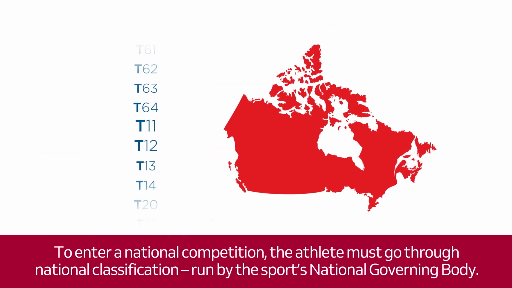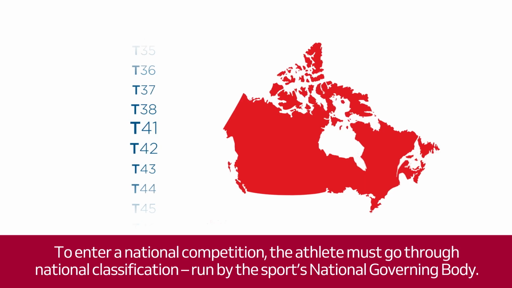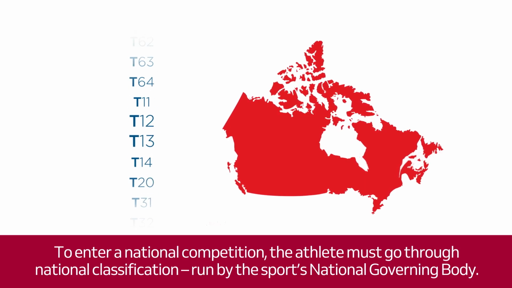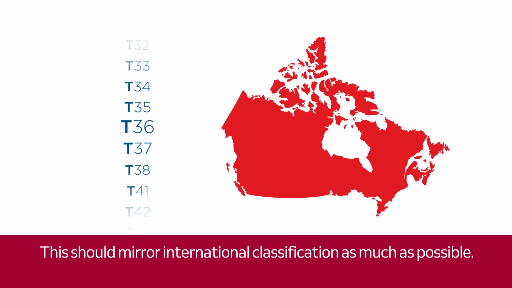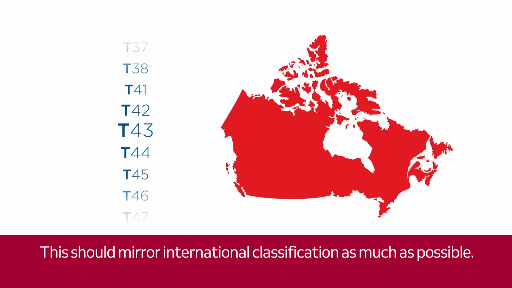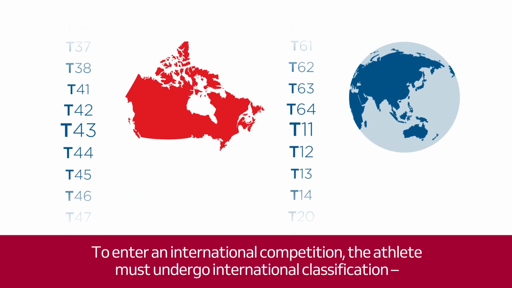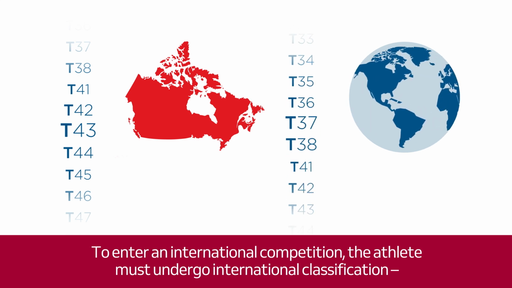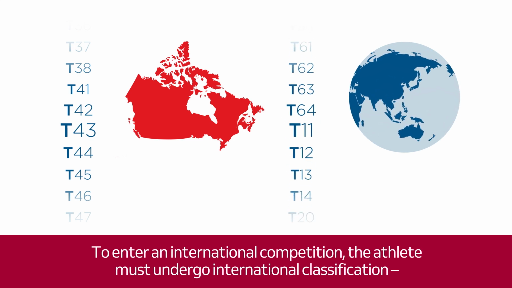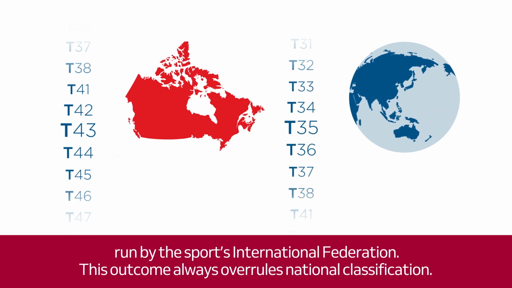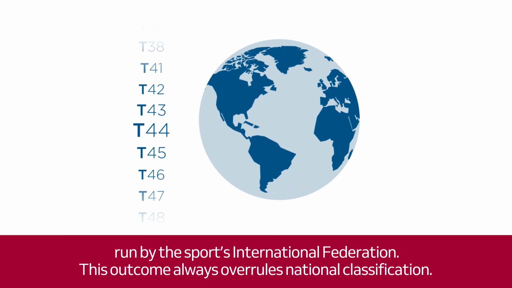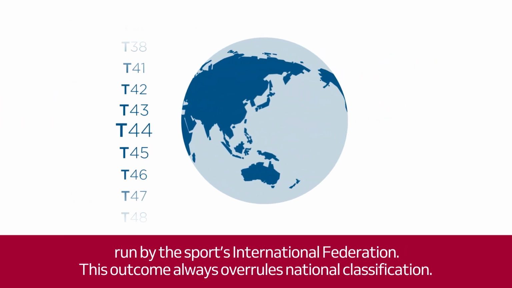To enter a national competition, the athlete must go through national classification, run by the sport's national governing body. This should mirror international classification as much as possible. To enter an international competition, the athlete must undergo international classification, run by the sport's international federation. This outcome always overrules national classification.